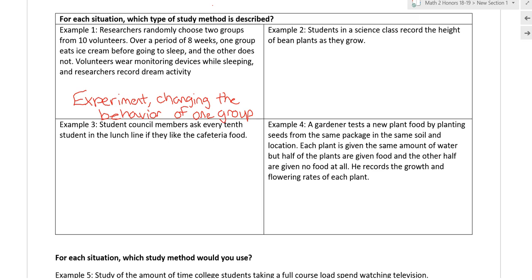Example 2. Students in a science class record the height of bean plants as they grow. This is an observational study. We're not changing anything about the bean plants. I'm not asking the bean plants anything, right? All I'm going to do is write down what they are actually doing.